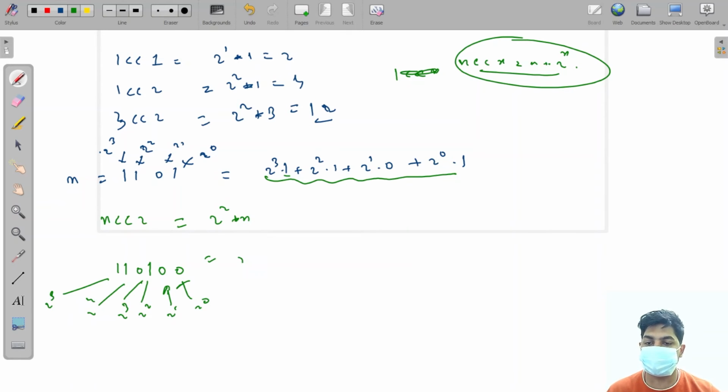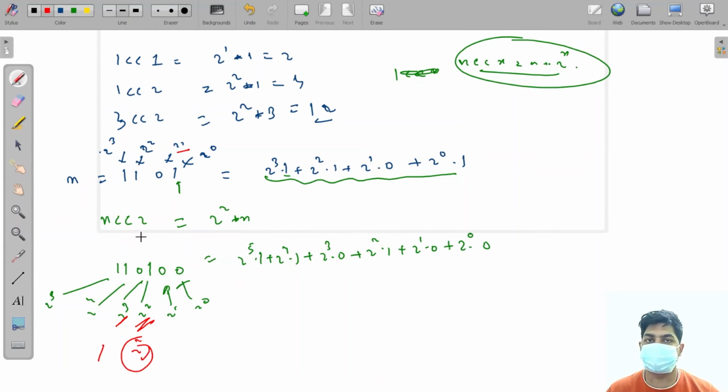So if we write this number, 2 raised to power 5 into 1, 2 raised to power 4 into 1, 2 raised to power 3 into 0, 2 raised to power 2 into 1, 2 raised to power 1 into 0 plus 2 raised to power 0 into 0. Here we can see that earlier this term was multiplied by 2 raised to power 0. This time it is multiplied by 2 raised to power 2. Here it was 2 raised to power 1, it is 2 raised to power 3. That is, every bit is multiplied by 2 raised to power 2 when we are shifting by 2 bits.